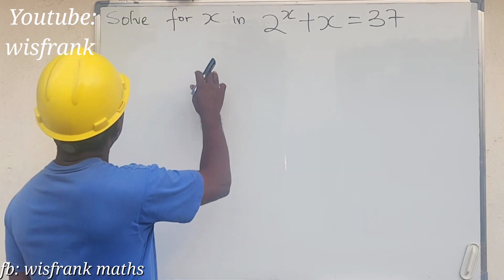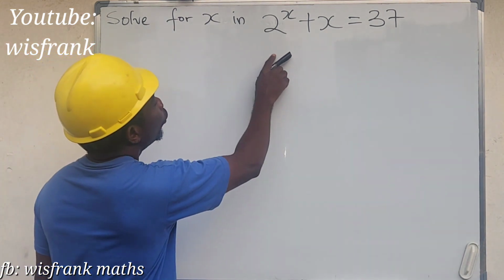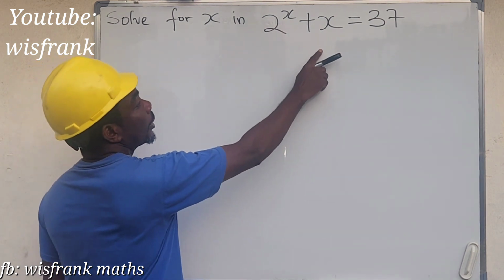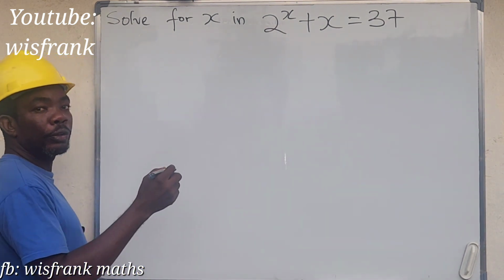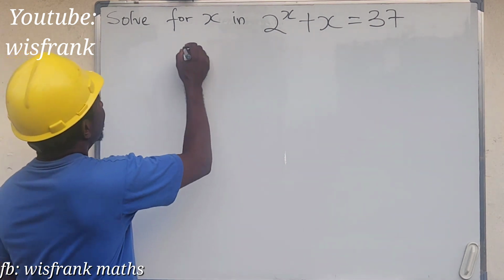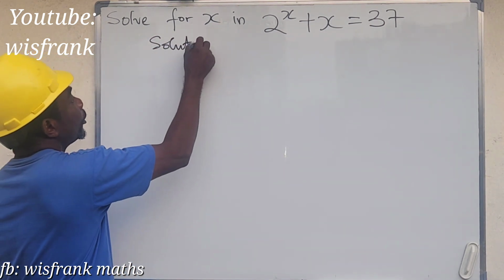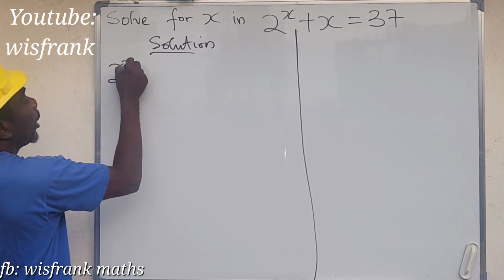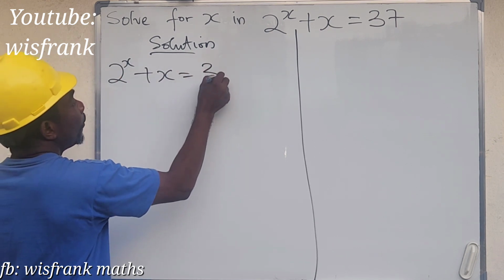Today we are looking at this question, and it says: solve for x in 2^x + x = 37. So we are going to solve for the value of x. In this case, we have here the solution. We have 2^x + x = 37.